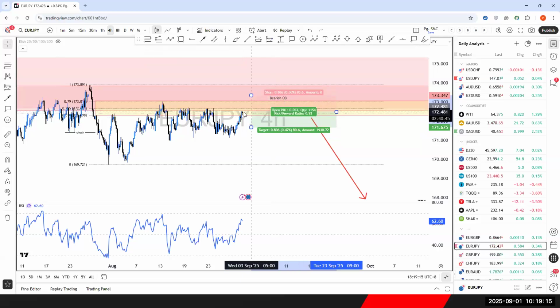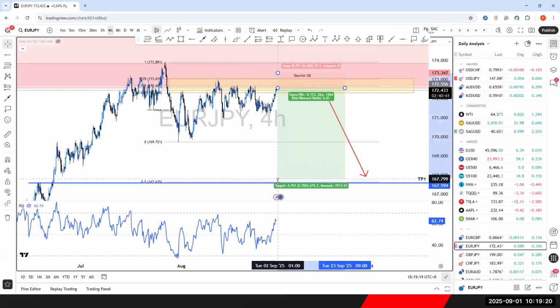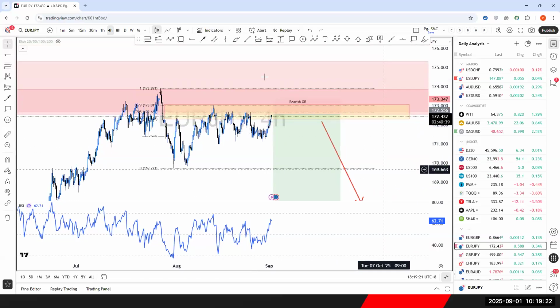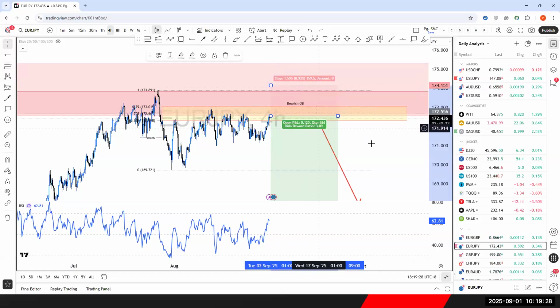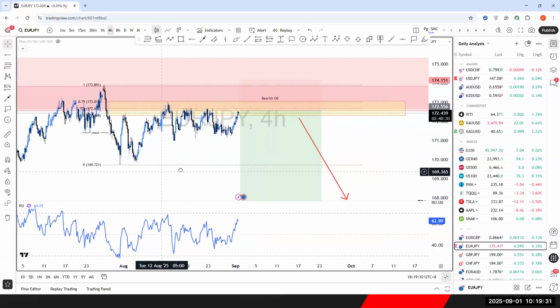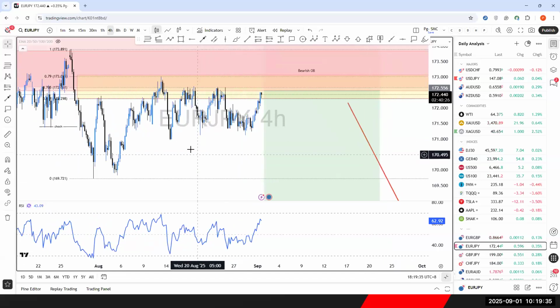Let's say I want to enter now. My take profit here. My stop loss, I'll put above this high. My risk and reward 1 to 3. Okay. Still within the zones.